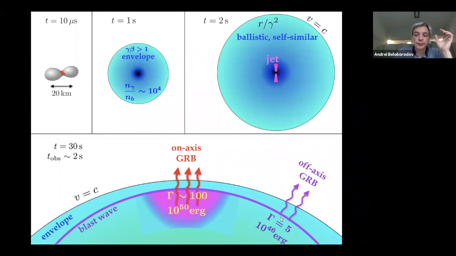You do produce GRB with the right properties, and that's the main message of my talk. I will try to explain now how you generate the gamma rays that you see by this blast wave.